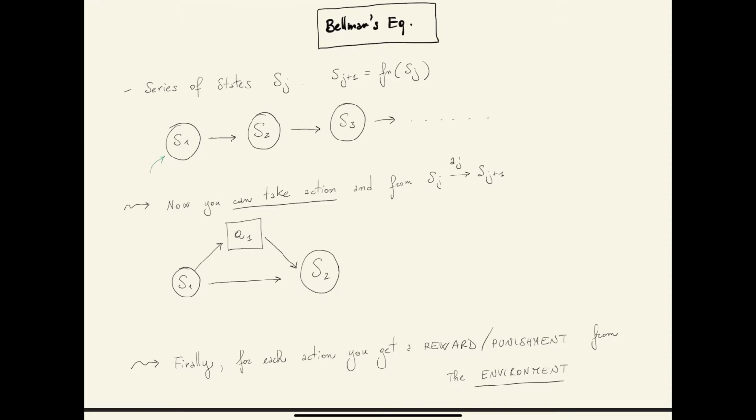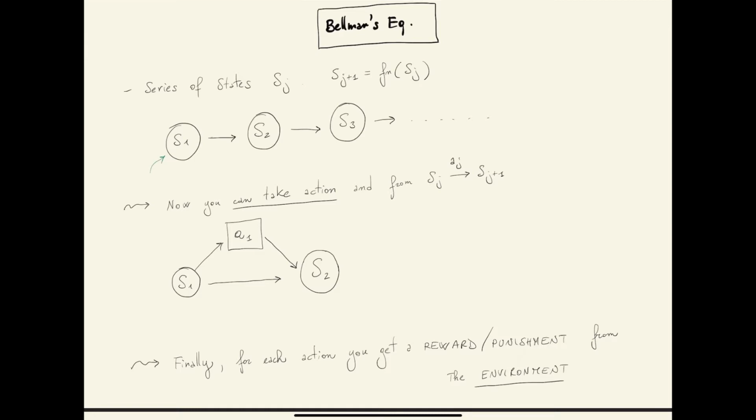Now, the idea is that you can take an action that will bring you from a certain state Sj into a new state Sj plus 1, and you do that by taking an action. So if we make an example, we are in state S1, then we take the action A1, a certain thing that we decide to do out of our own free will, and we end up in S2.